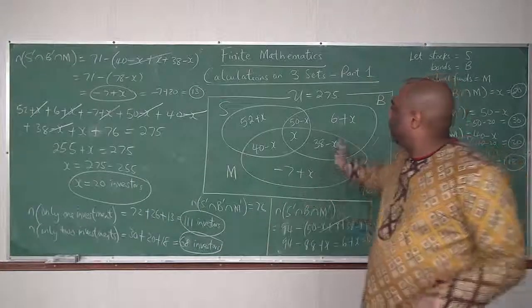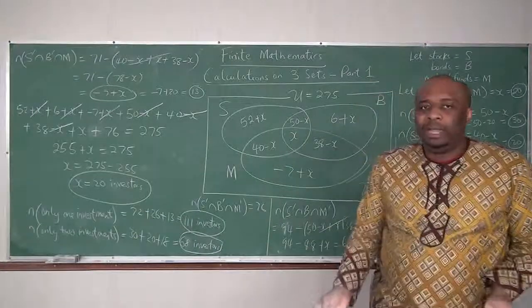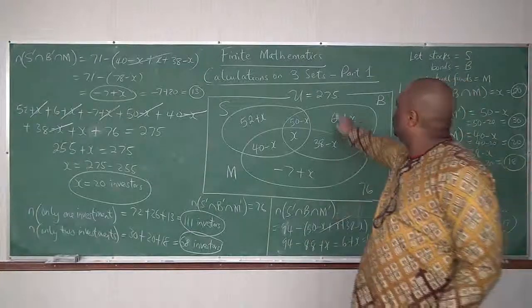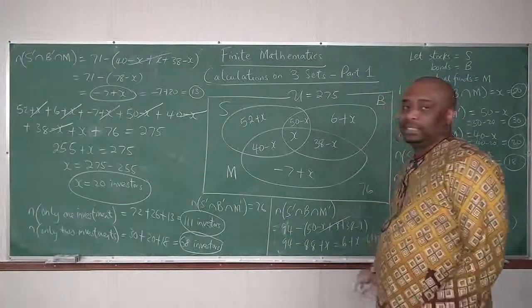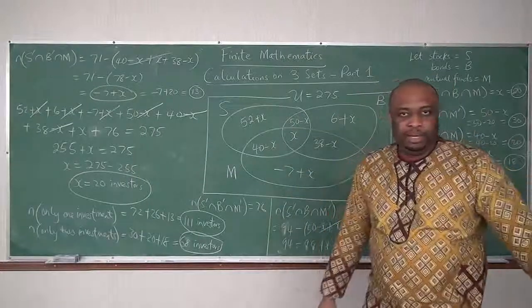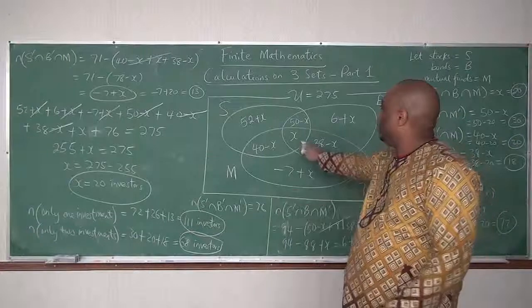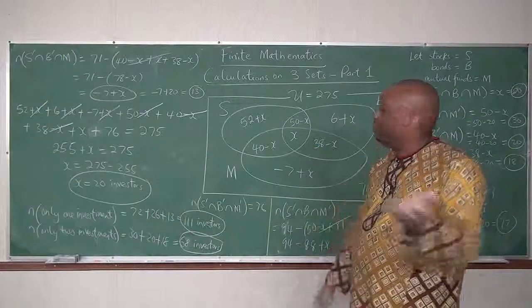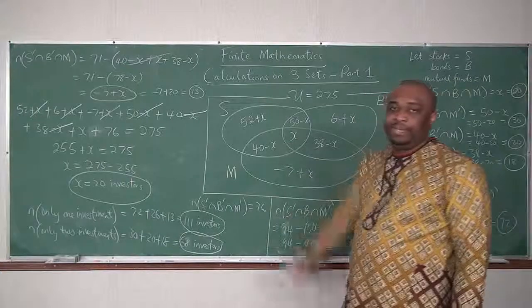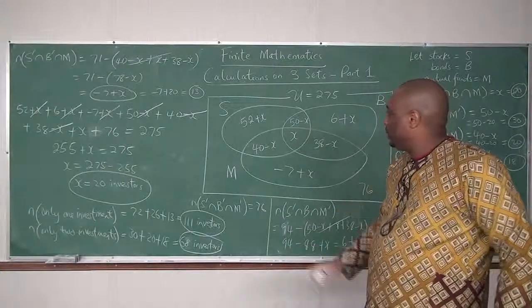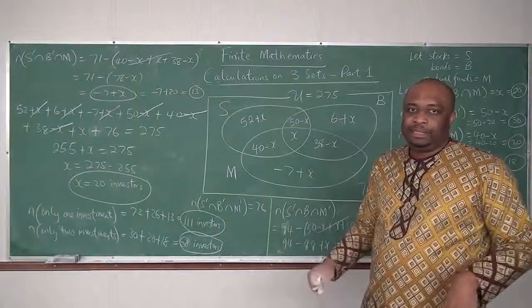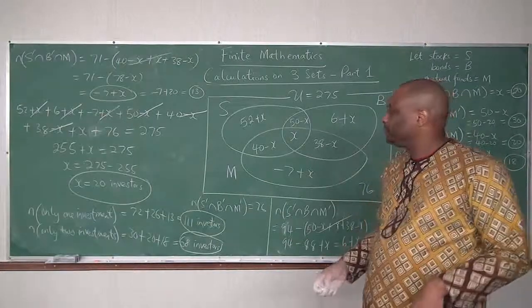I know you will tell me add up all these. Okay, what other way can you do it? You can just do 275 minus 76, because at least 1 means it could be only 1 or only 2 or all 3. Only 1 investment or only 2 investments or all 3 investments. You can either add up everything or you can do 275 minus 76 and it should give you the answer.